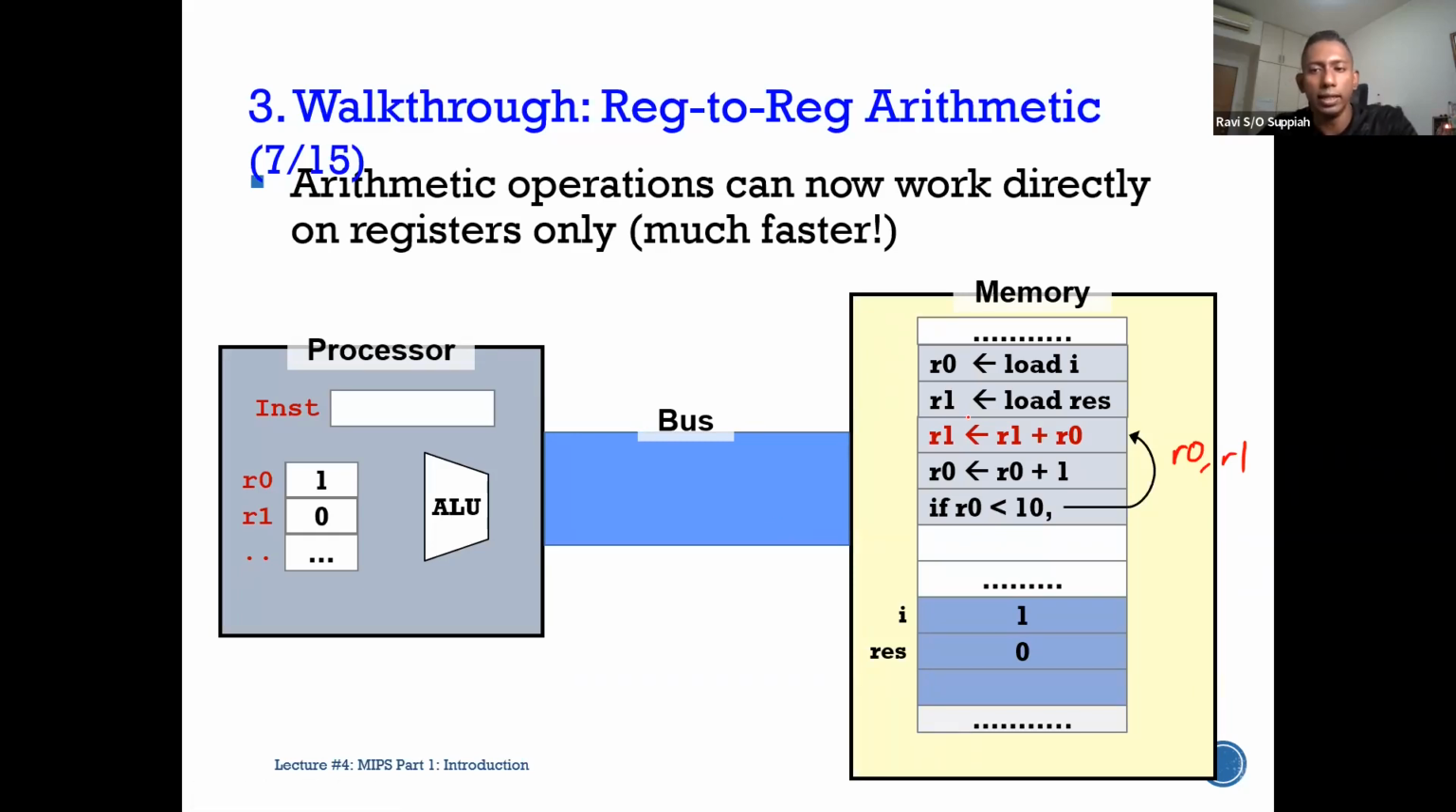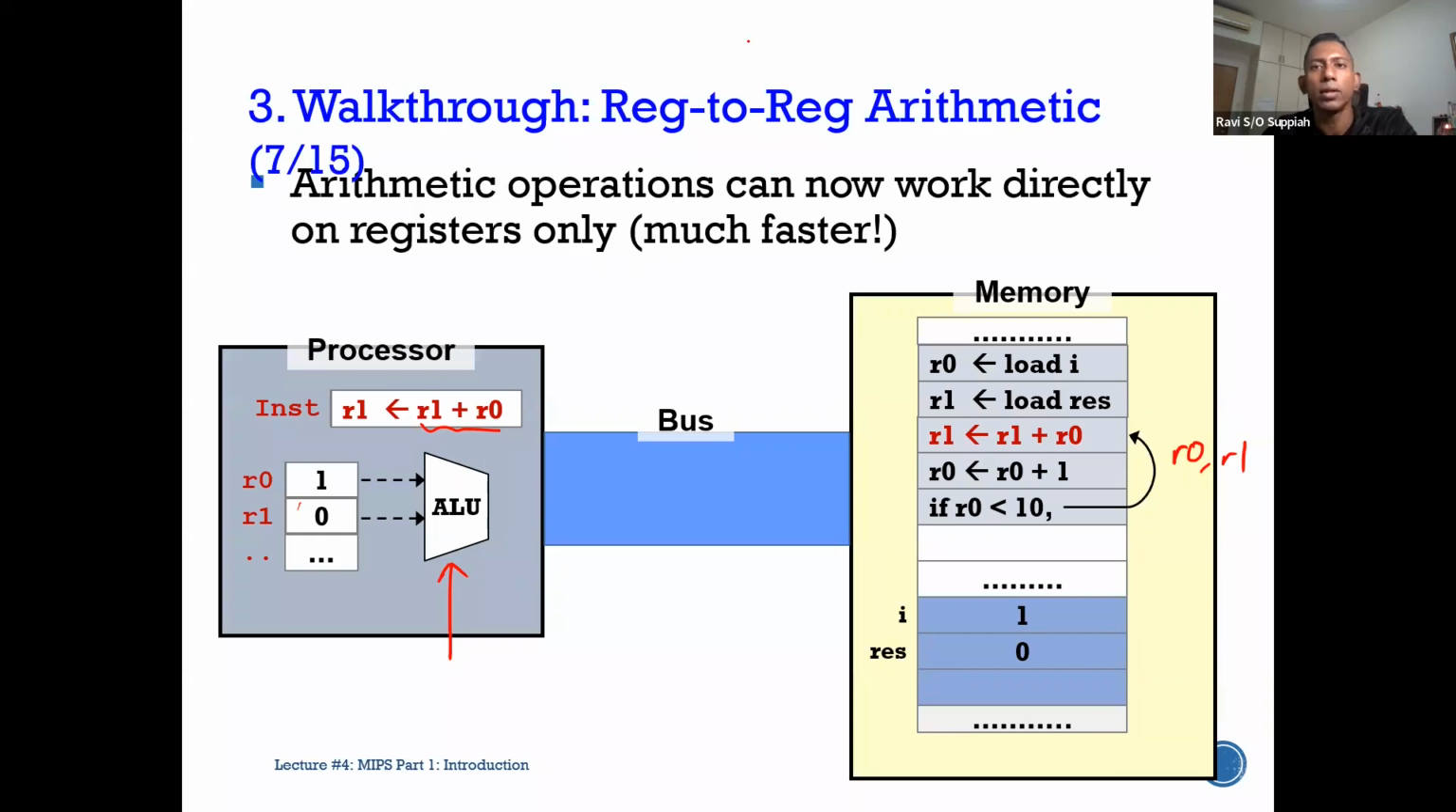Now let's look at the loop itself. The first instruction says take R0 plus R1, do the addition and put it into R1. Since R0 and R1 are already there, now I need to decode this instruction to see that I'm supposed to do an addition. This addition, and subtraction and all of that, is done inside the ALU.